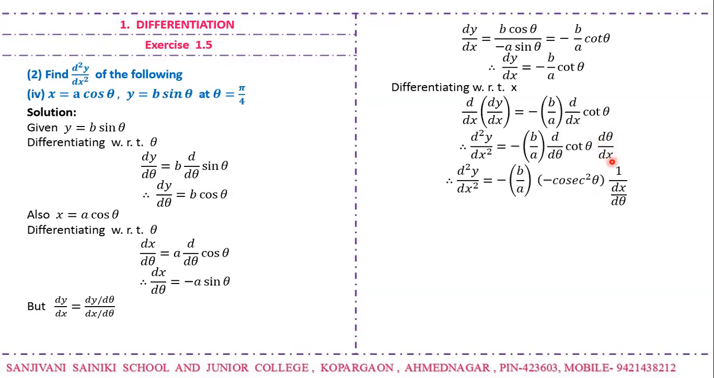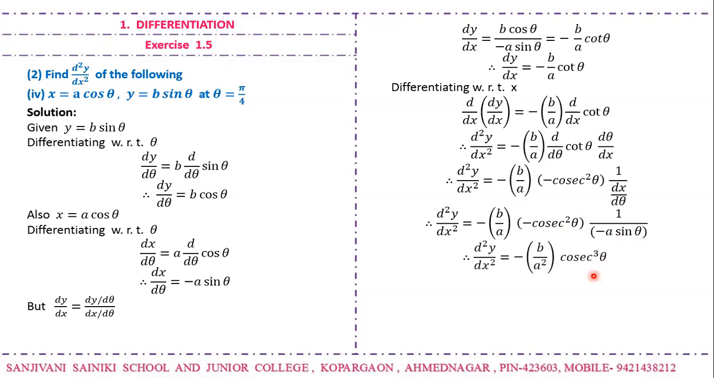This d theta by dx can be written as 1 upon dx by d theta, and the derivative of cot theta is minus cosec square theta, and dx by d theta, its value is minus a sin theta. So put that here. Now this a and this a, it becomes a square, and this 1 upon sin theta is cosec theta. So here cosec square theta into cosec theta is cosec cube theta. So the answer we get is d2y by dx square is equal to minus b by a square into cosec cube theta. But we want the derivative at theta is equal to pi by 4. So we will put theta is equal to pi by 4 in this equation, and we get the derivative.